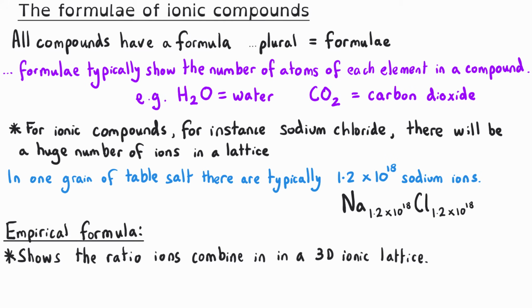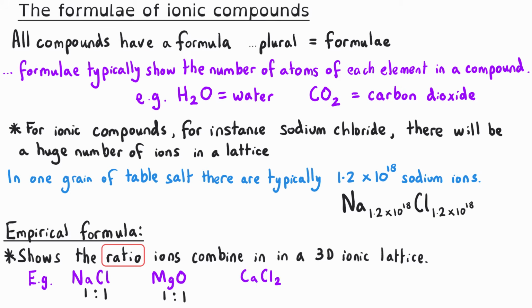The empirical formula shows the ratio in which ions combine in a 3-dimensional lattice. For example, sodium chloride has the formula NaCl, which means there is 1 sodium ion for every chloride ion. And similarly, magnesium oxide is MgO, meaning 1 magnesium ion for every 1 oxide ion. And there could be billions and billions and billions of each of these ions, but they are present in a ratio of 1:1, meaning there is an equivalent amount of each of them.